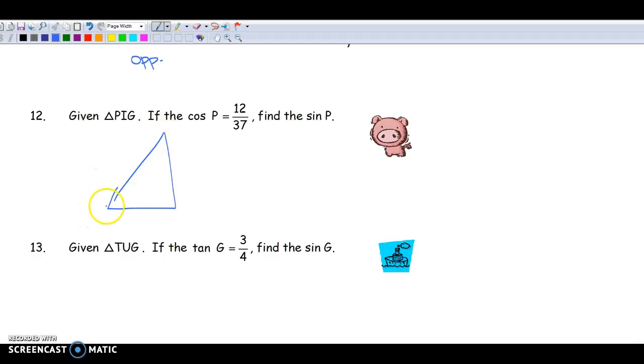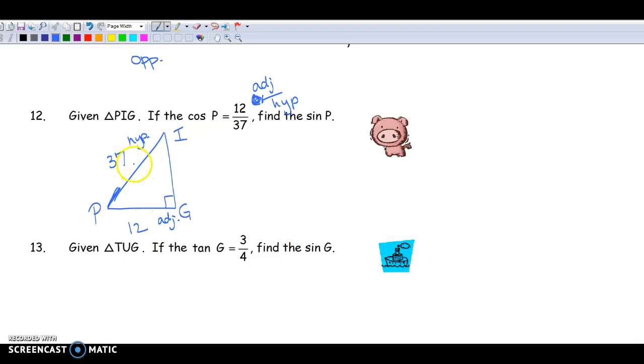All right, we're talking about the cosine of angle P. So I'm going to put P right here. And then you can put the I and the G really anywhere. It doesn't matter. Just put the P kind of on the bottom as one of the acute angles. Cosine is 12 over 37. Cosine is adjacent over hypotenuse. So the adjacent side would be here, and the hypotenuse would be here. Adjacent is 12. The hypotenuse is 37.